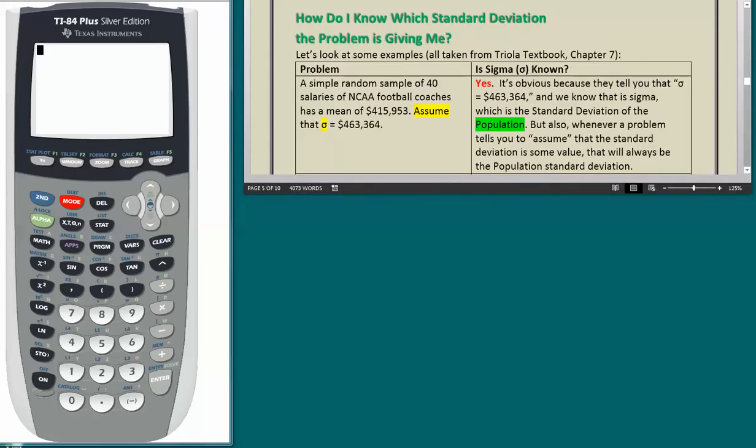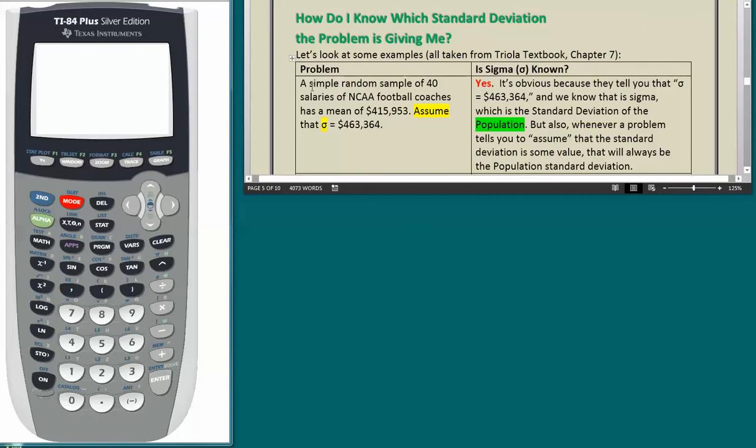Well, now that we know that we have to find out if sigma is known, how do we do that? How do we read the problem and decide if we know sigma? Well, we're going to go through some examples here and see how we do that. And these examples are all taken from the Triola textbook in Chapter 7.